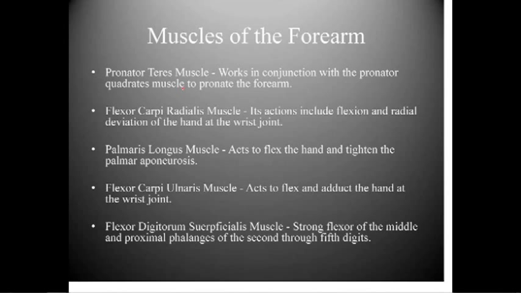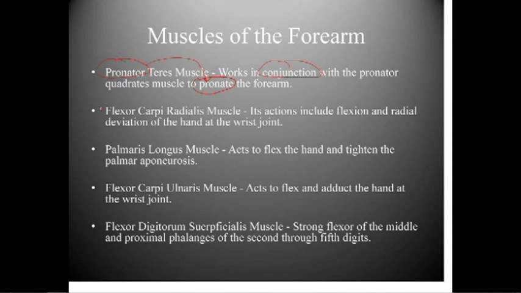So the first one that we're going to look at is the pronator teres muscle. And it works in conjunction, so it means that it works together with the pronator quadratus muscle to pronate the forearm. So as you might guess, the name pronator means that it's going to pronate the forearm. So just simply know the function.